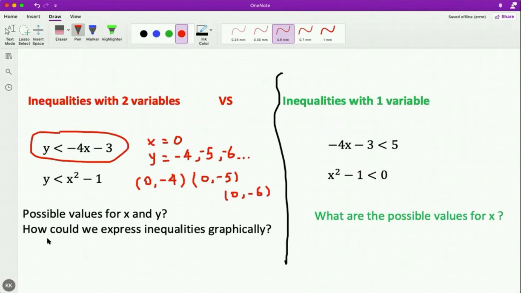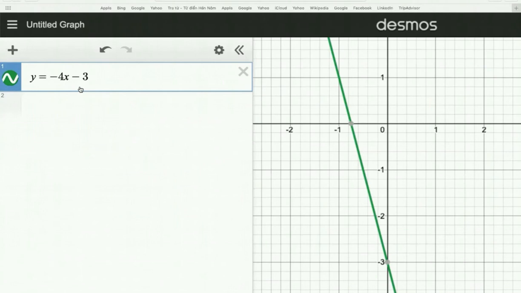In the next part, I want to show you how we can express these inequalities graphically in function form. In the graphing calculator, I show you y equals negative 4x minus 3. It's shown on the right-hand side. What does this function mean? It means that all the points here will satisfy the equation y equals negative 4x minus 3. For example, we have (negative 1, 1). When x is negative 1, y is equal to 1, and it satisfies this equation.